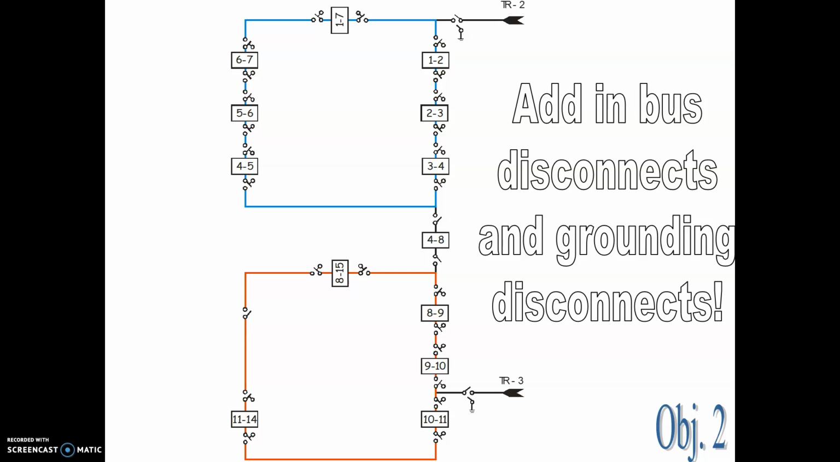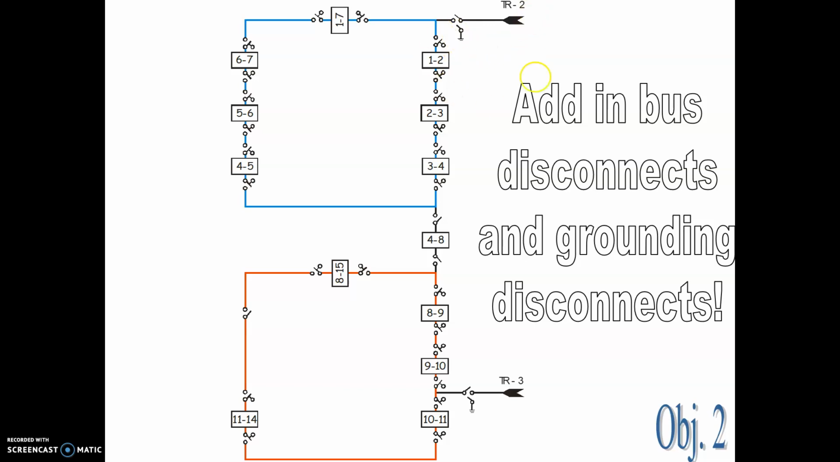Each circuit breaker has a disconnect on each side. So in other words, if we again look at the 2-3 circuit breaker, the 345 kV 2-3 circuit breaker has a disconnect on the bus 2 side as well as a disconnect on the bus 3 side. It's very important for us to understand the nomenclature.